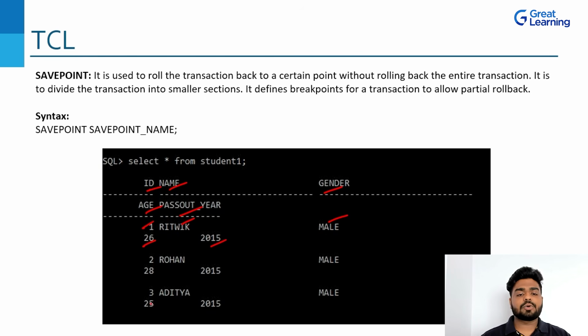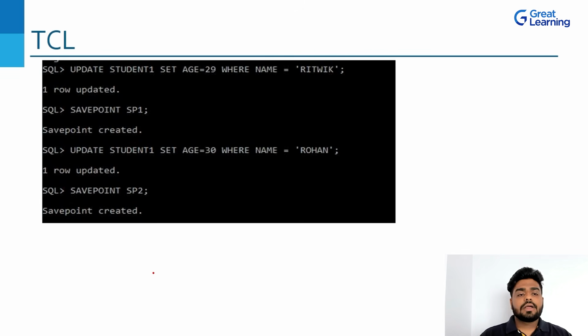Like that we have some more data, right? Now what we are doing here is update student 1, set age equal to 29 where name equal to Ritvik. So this is updated and I have created a save point here. That means one flag I have raised here, okay, that I can come back sometime later and I can roll back to this save point. That is upon me. I can do that. So update student 1, again I'm doing that. Age 30 where name is equal to Rohan. Again I have save pointed it.